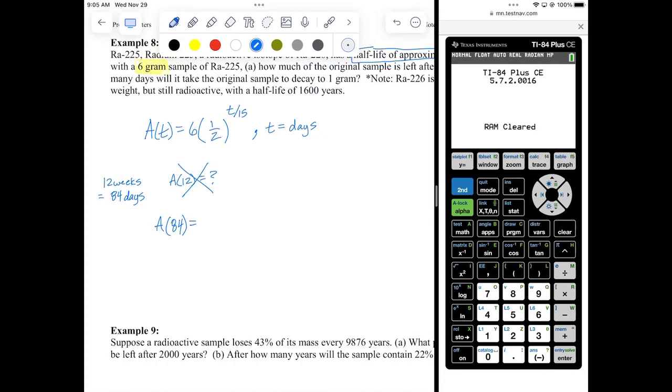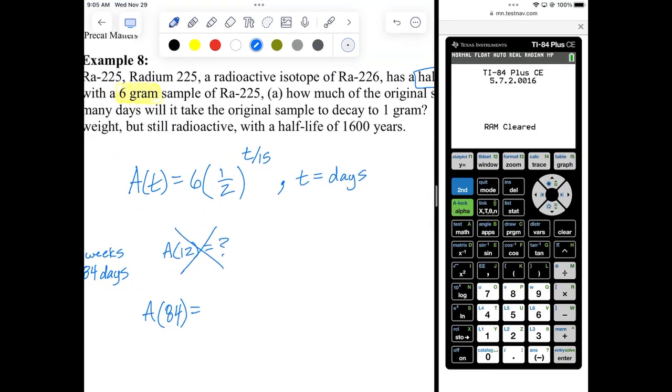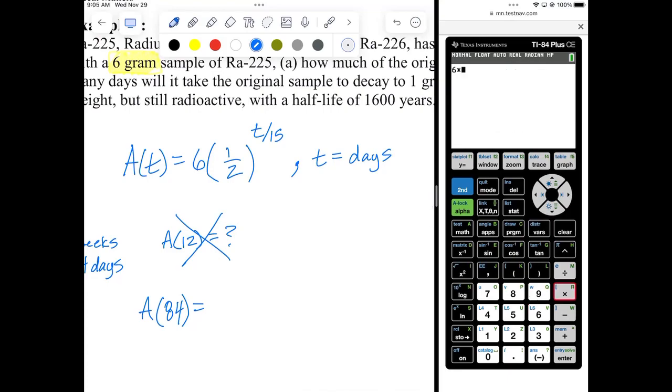If you do that often enough, it becomes second nature. It is to me. Or you can grab a yellow calculator. There's a couple ways to do this. I could just type it in directly into the home screen: 6 times 0.5 caret to the 84 divided by 15. 0.5 is another way to say 1/2, so it's an easy way to do that. And I get 0.123. Hey, 0.123 grams.